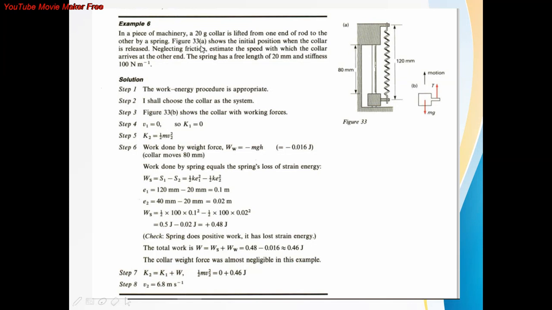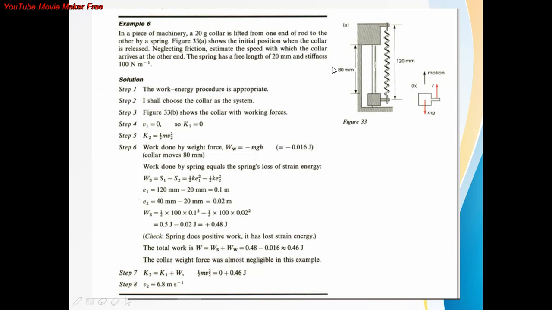Figure 33a shows the initial position when the collar is released, neglecting friction. Estimate the speed with which the collar arrives at the other end. We have to estimate the velocity when this collar reaches from here to here, right? And the spring has a free length of 20 millimeter and stiffness 100 Newton per meter. We know the free length, that is 20 millimeter, right?